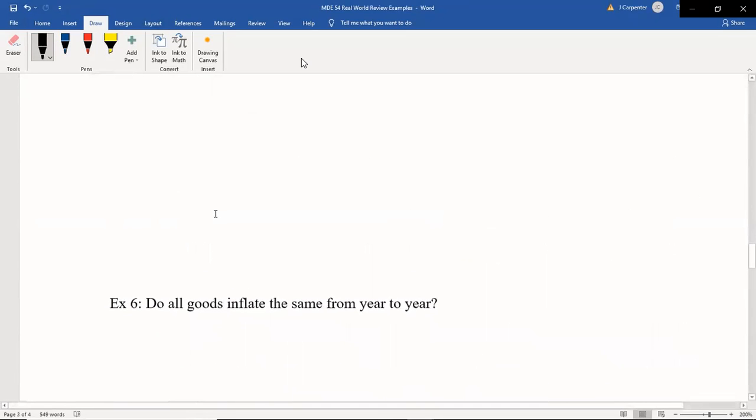Do all goods inflate the same from year to year? I already answered this as part of the previous question, so this was just kind of a kicker. No, not at all. Now you might say, well, fuel inflated insanely this year. That doesn't mean it's going to be the same next year. It could drop 20% next year because of the overinflation that we felt from this year. Maybe people start traveling less because of that massive increased fuel cost.